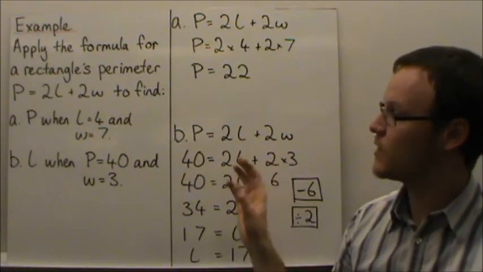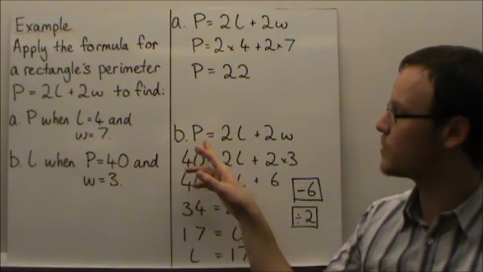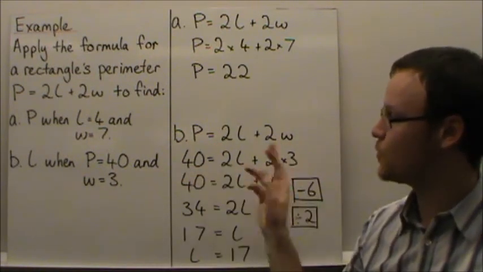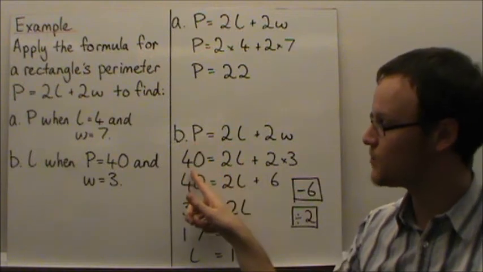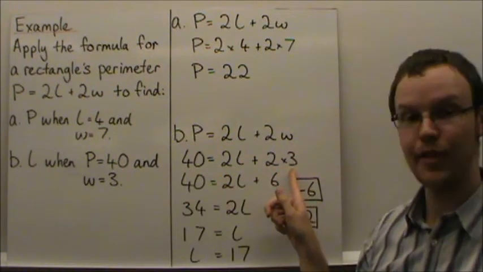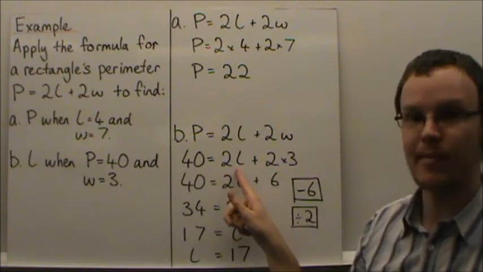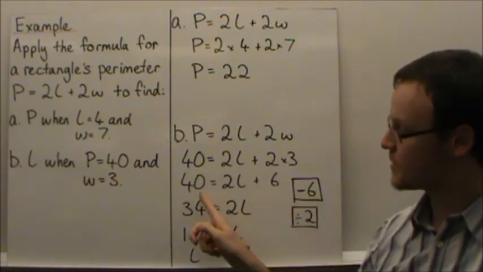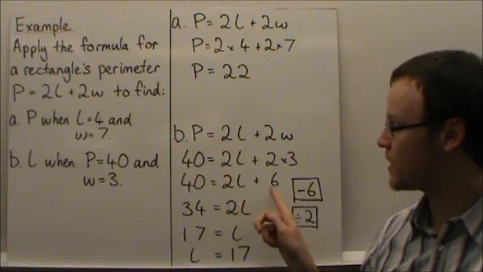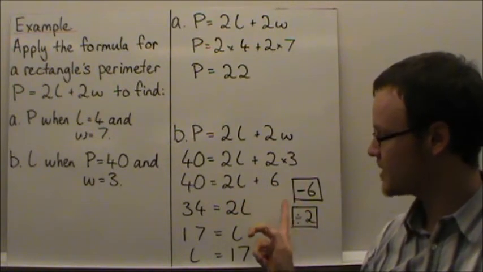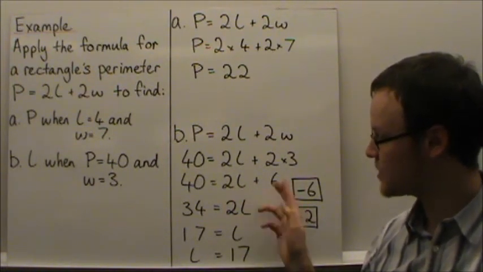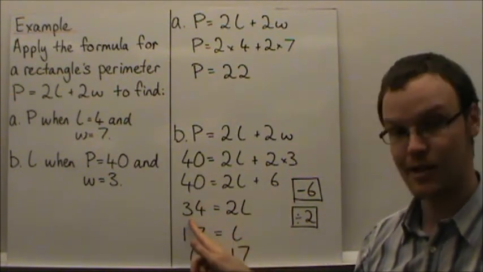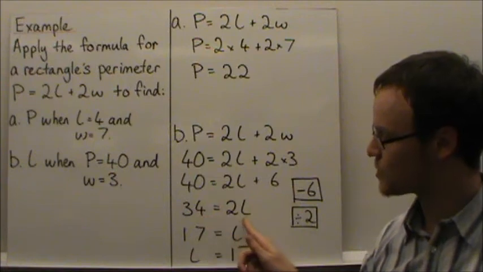So for our second one, we're asked to find L when we've got P and W assigned. Once again, write the formula, substitute in known values. P is 40 and W is 3. We don't know L, so it remains untouched. So 2 times 3 is 6 on here, so we've got 40 equals 2L plus 6. We can subtract 6 from both sides. Taking away 6 from this side removes that 6, and taking away 6 from 40 gets 34. So we've got 34 equals 2L.